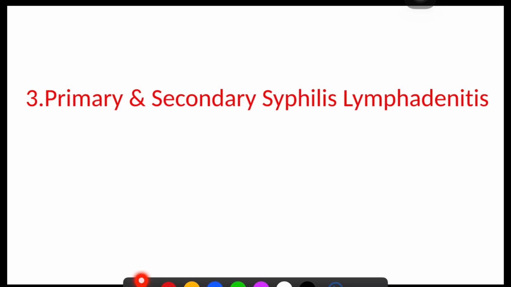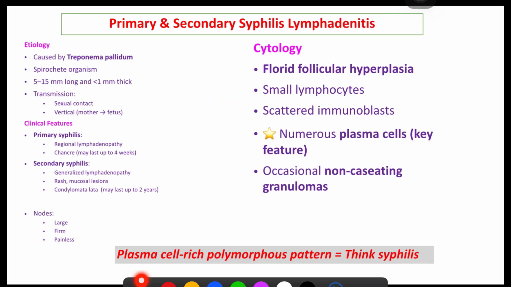Now, third is primary and secondary syphilis lymphadenitis. Here the etiology is the spirochete organism named Treponema pallidum, which is 5 to 15 mm long and less than 1 mm thick. Transmission is by sexual contact and vertical from mother to fetus.